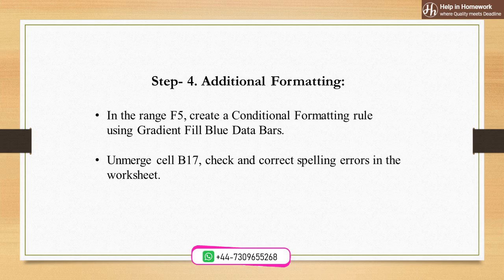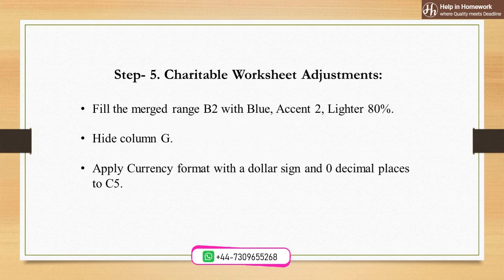Step 5. Charitable worksheet adjustments. Fill the merged range B2 with Blue, Accent 2, Lighter 80%. Hide column G. Apply currency format with a $ sign and 0 decimal places to C5.